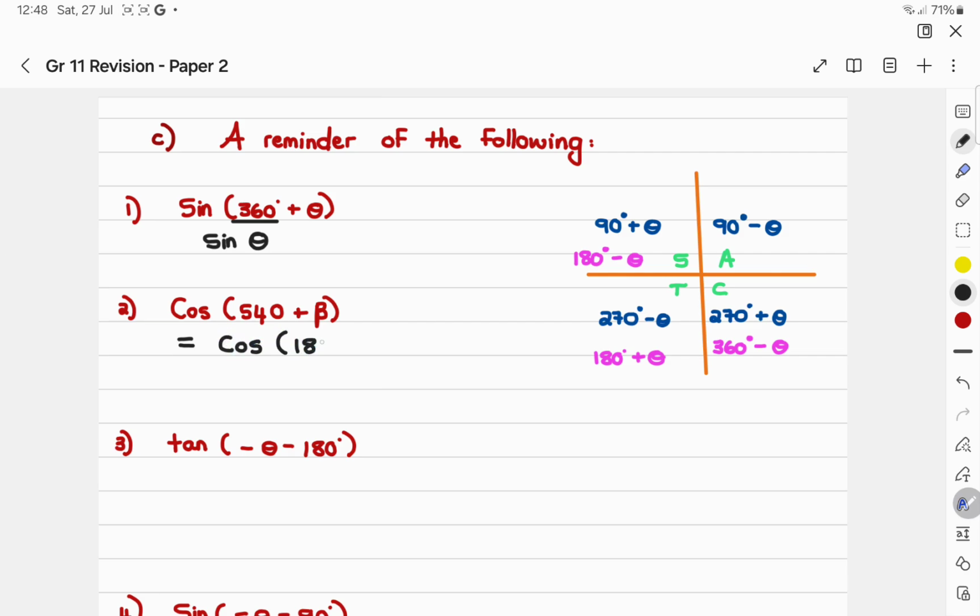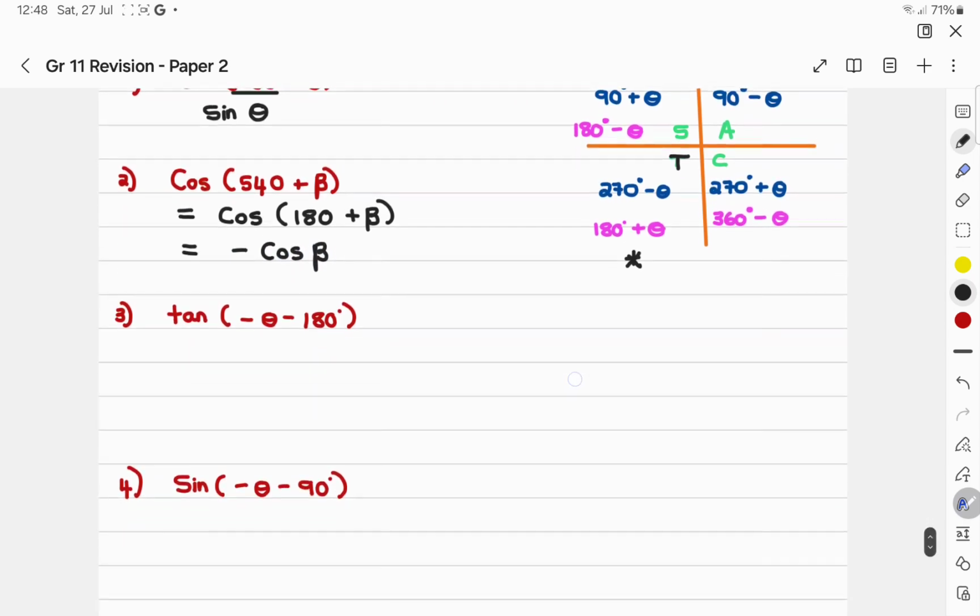Then you will be left with 180 plus beta. And that beta is just the same as alpha. It's just the angle size. And 180 plus will lie over here. Only one that's positive there is the tan. So it will be a negative cos beta. All right.